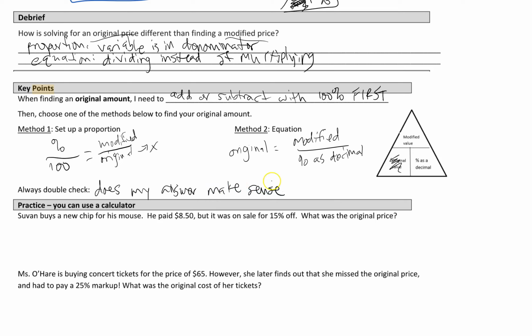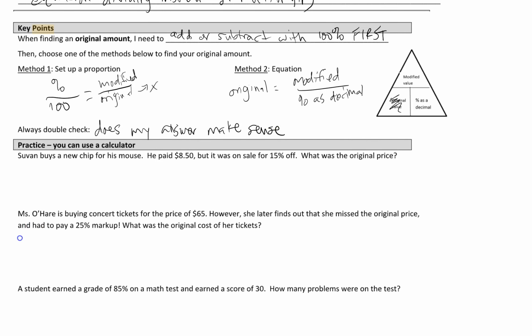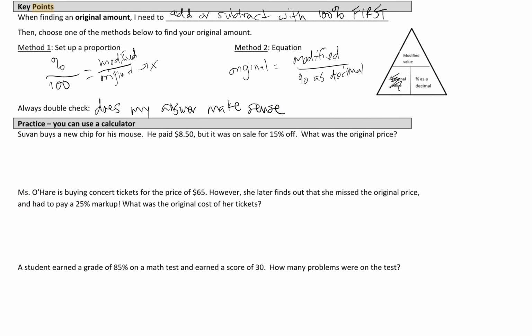Every single time. So we're going to see some examples. Again, you can use a calculator, but make sure you're still showing your work for everything. So we have Sivan buys a new chip for his mouse. He paid $8.50, but it was on sale for 15% off. What was the original price?